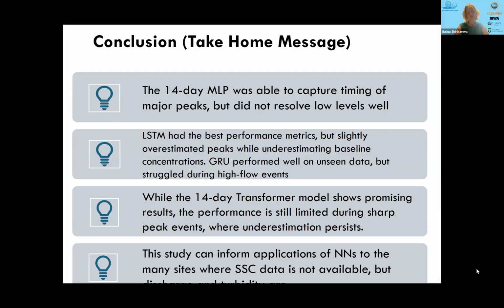Nonetheless, those models can be used to predict suspended sediment concentration. It's just a matter of time and data preparation, and adding more variables might help with the model prediction, as well as changing the sequence length. Yeah, thank you.